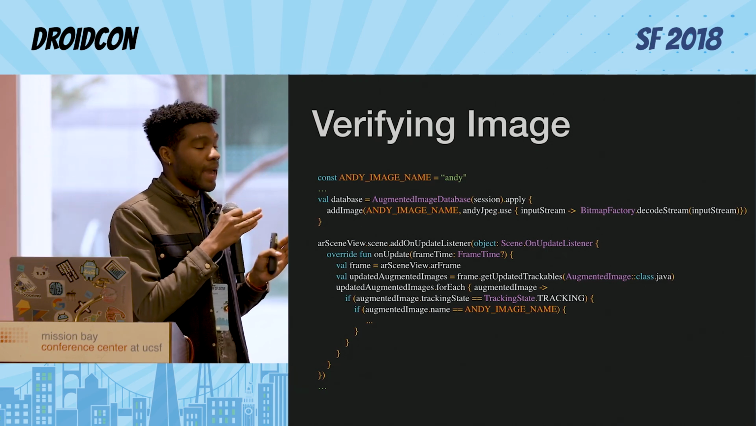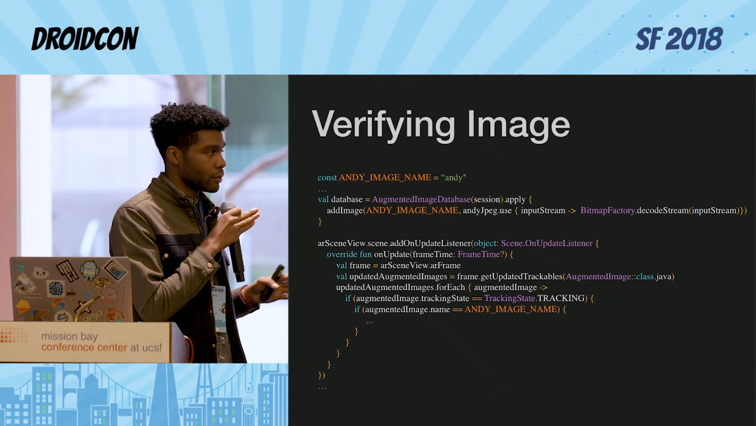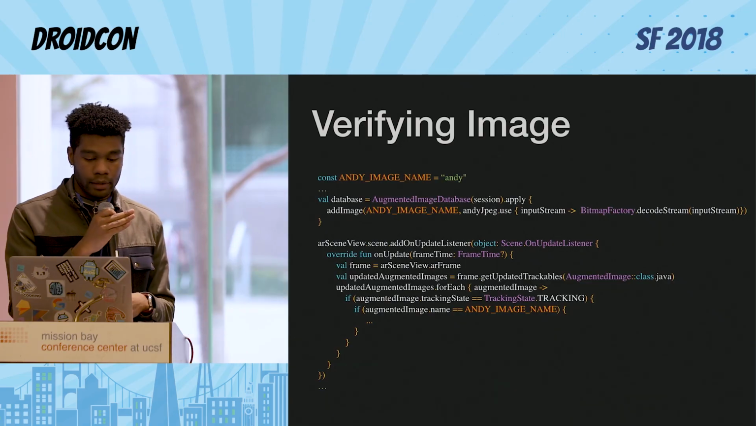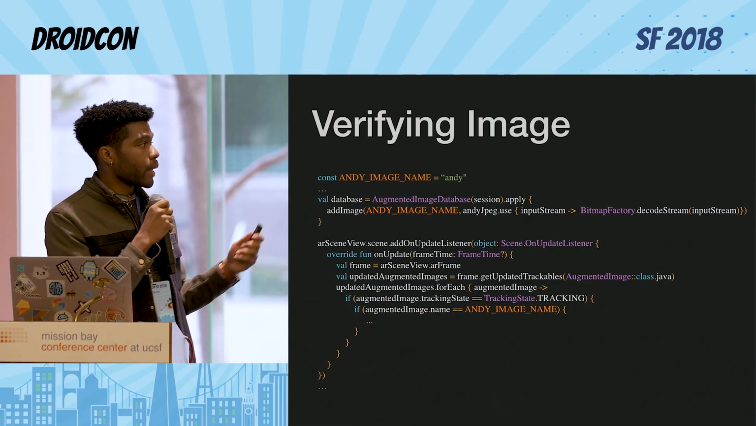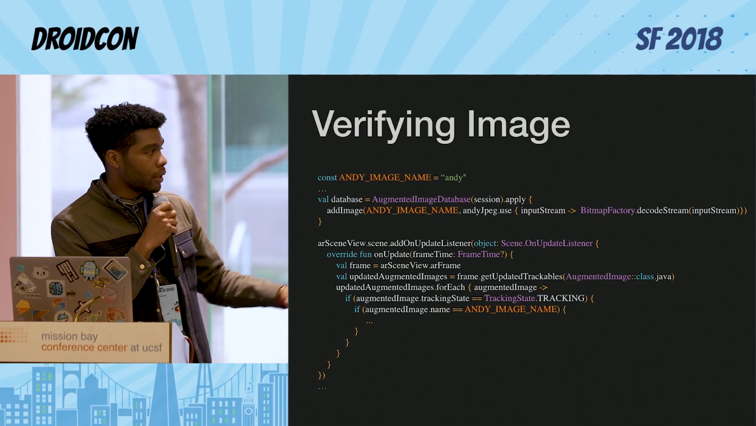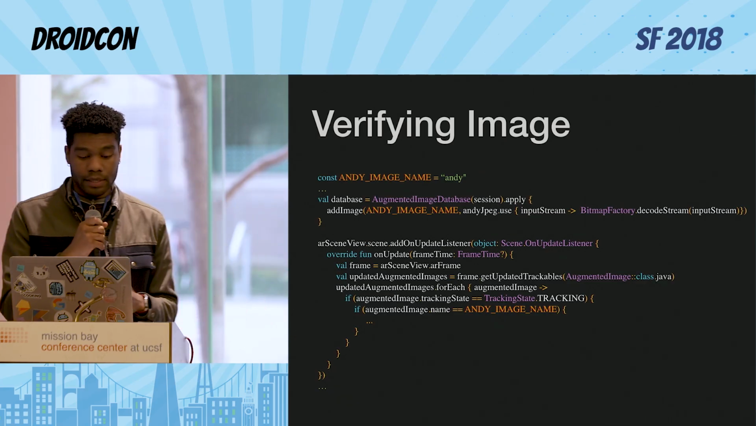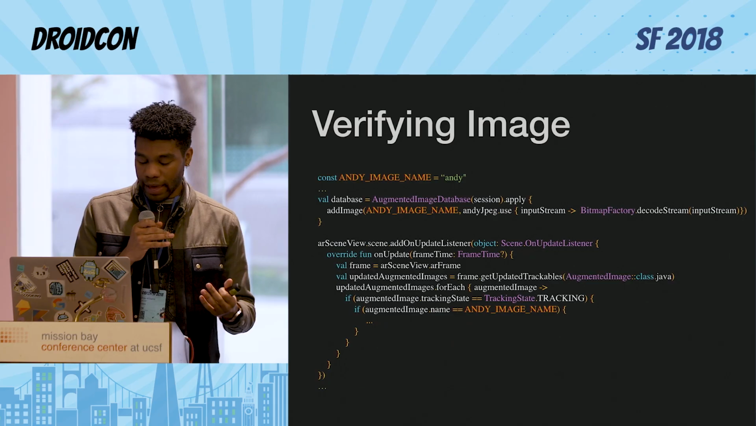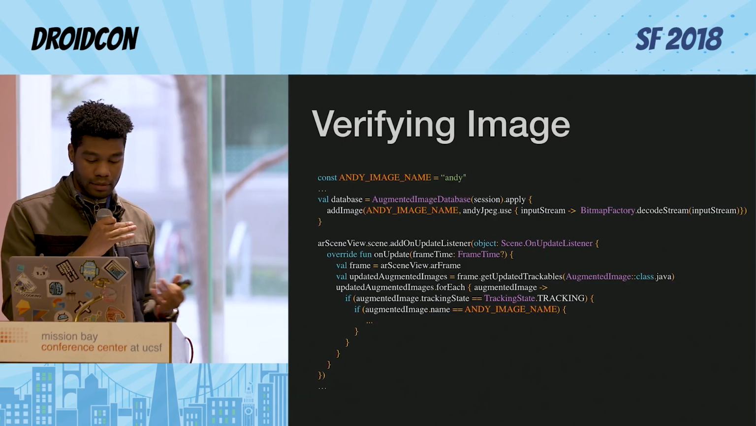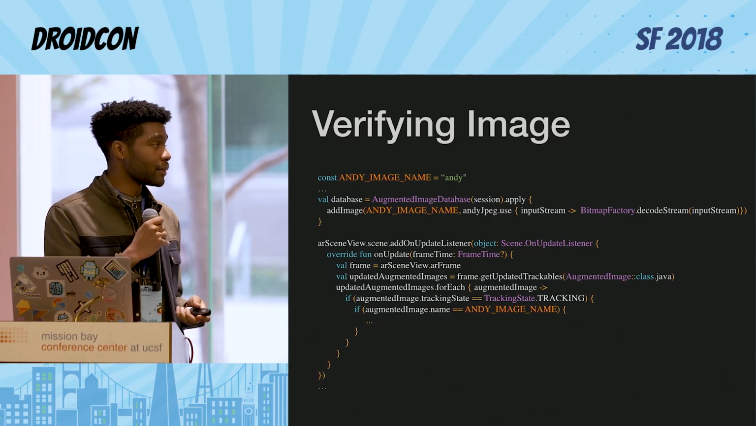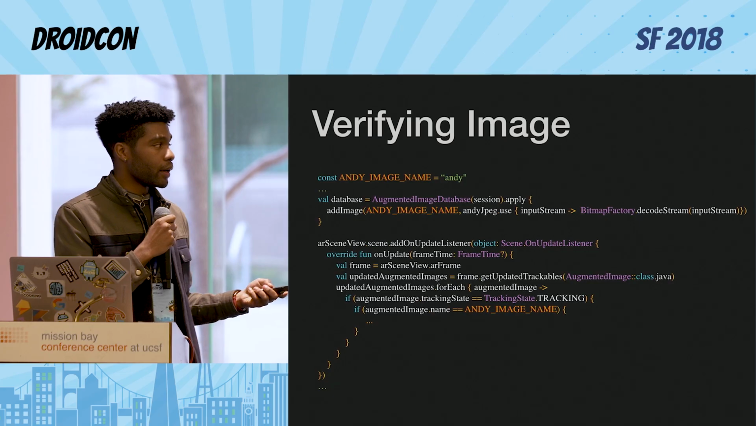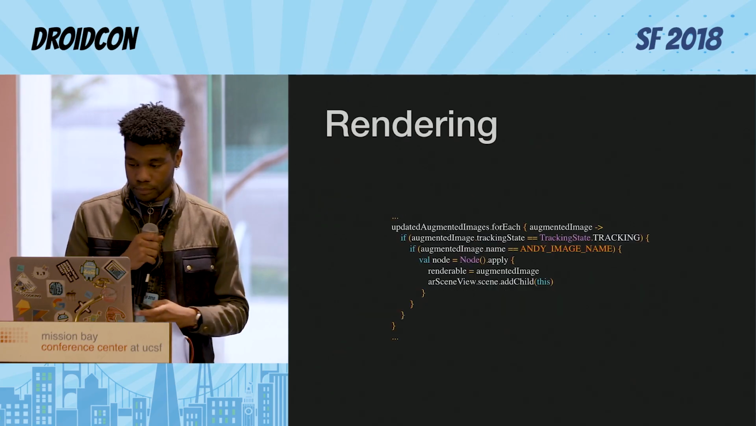Whatever name you use to add the image is going to be the one that is returned inside of that array list. And then, if we jump down below, this augmented image name equals Andy image name. We know that this means we're just checking to see if this is the same image. And if it is, now we can render this object on the screen.